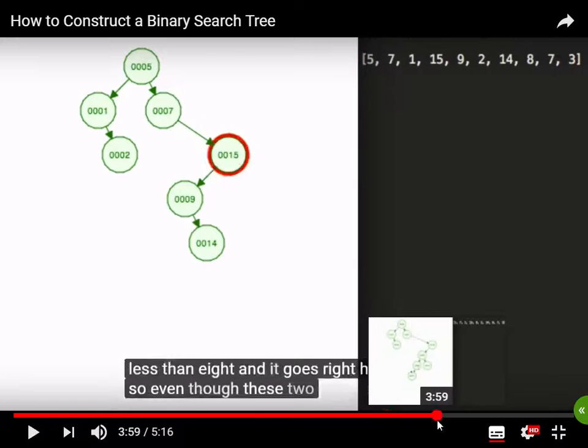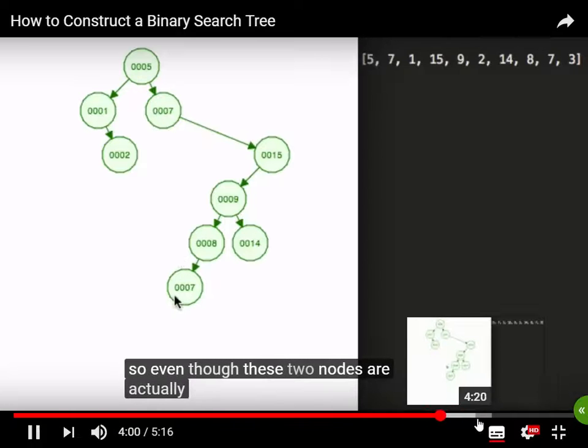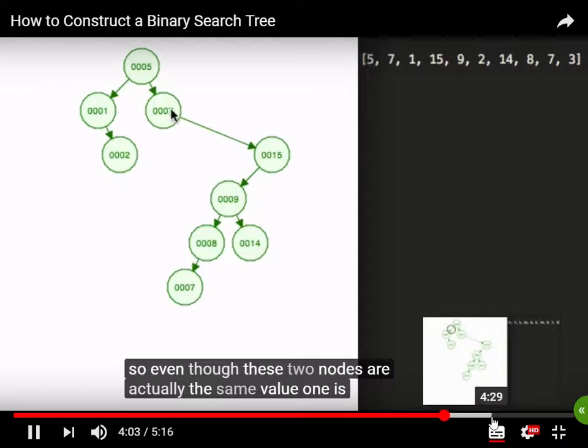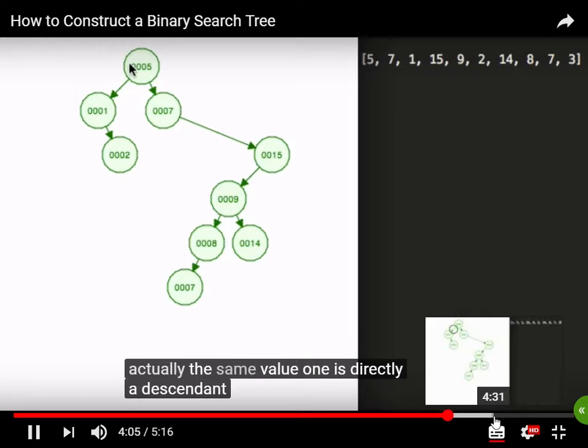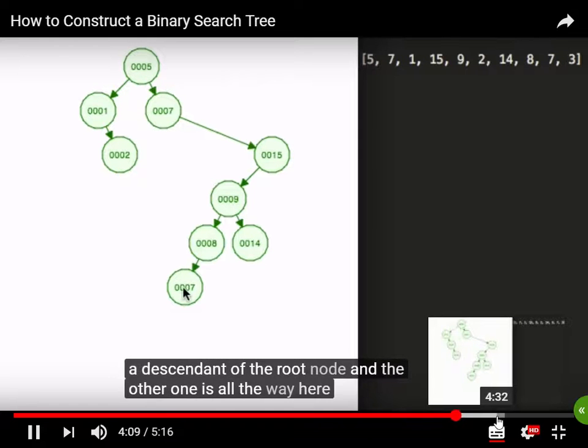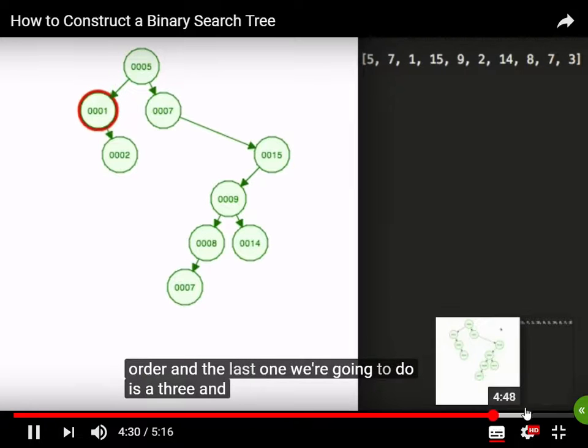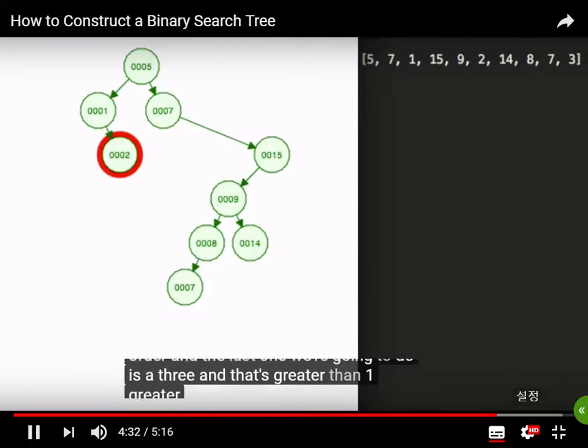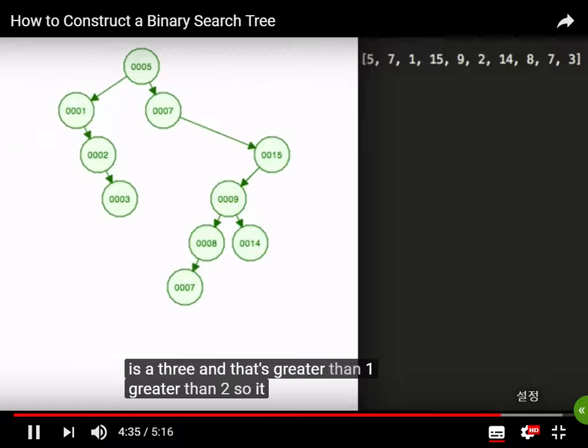We see that it's great. 2 nodes are actually the same value. 1 is directly a descendant of the root node, and the other one is all the way here. Now it is a 3, and that's greater than 1, greater than 2, so it gets pulled here.